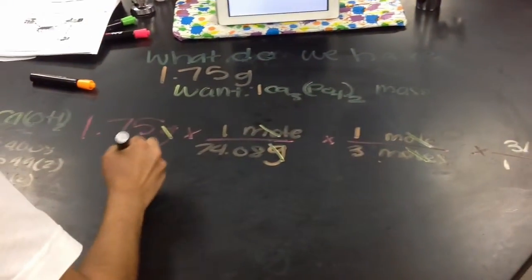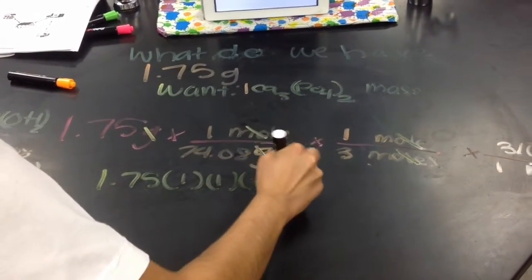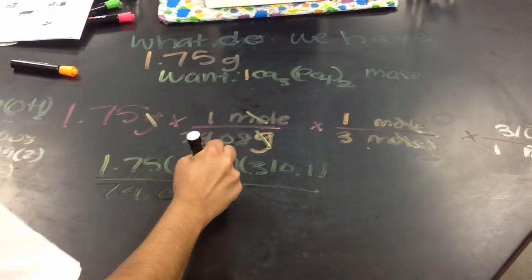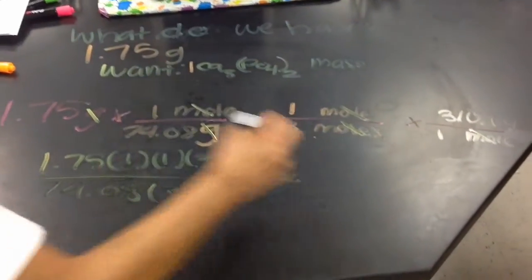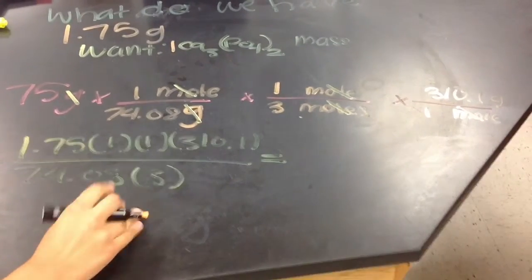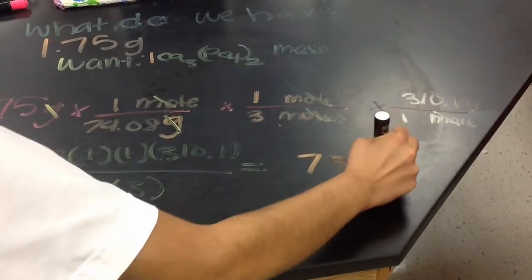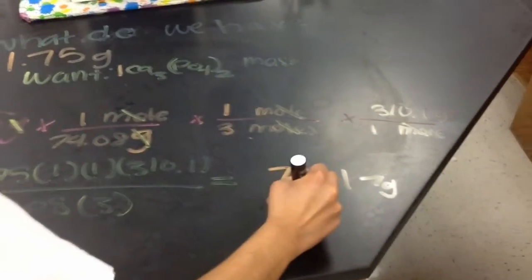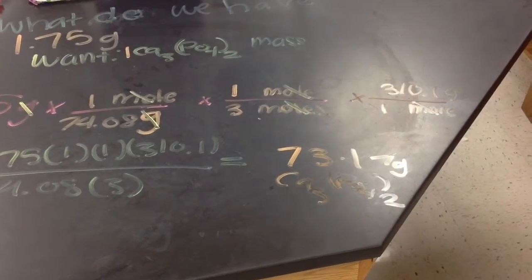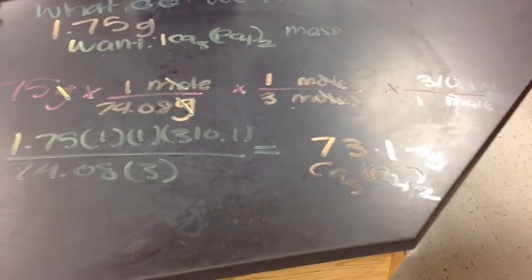Now what we do is we simply multiply everything on top, and multiply the bottom as well. Multiply by 3. Once we figure out our top and our bottom measurements, we can easily divide those and we get approximately 73.17 grams of calcium phosphate.